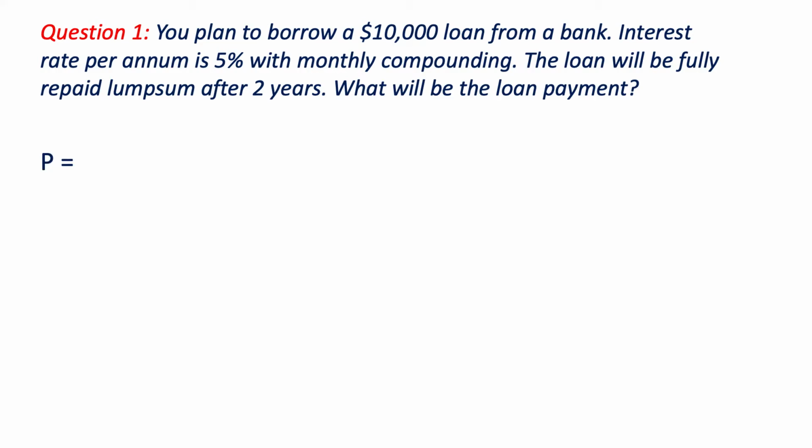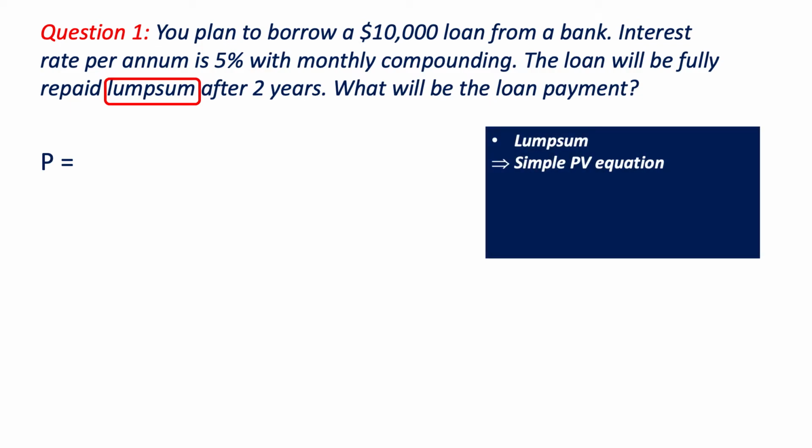So in the left-hand side, we have the loan principal P. And then in the right-hand side, we need to determine the specific expression for the PV of loan payments. The keyword here is lump sum. That means the loan will be settled in a single lump sum payment after 2 years. To find the PV of a single lump sum payment, the simple PV equation would suffice. And so in the right-hand side of the equation, we put the simple PV equation here.